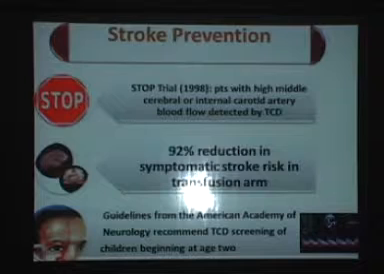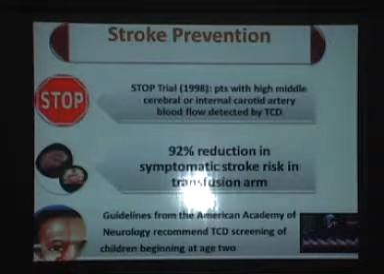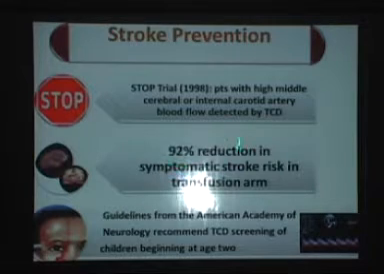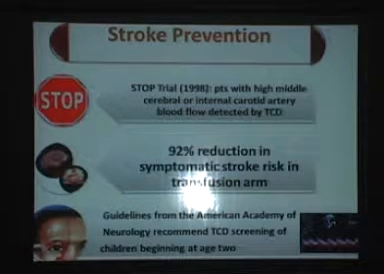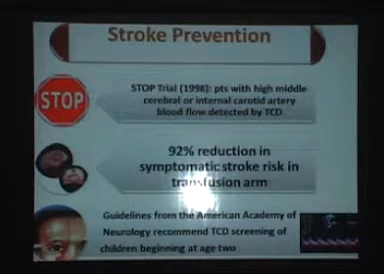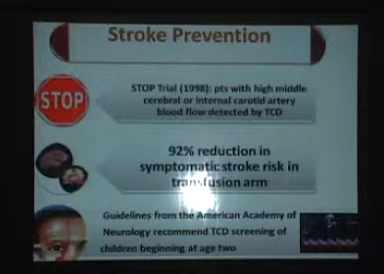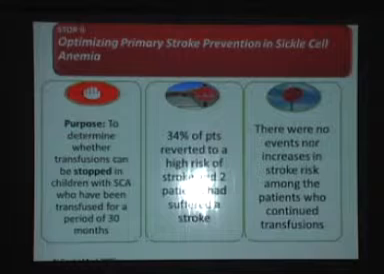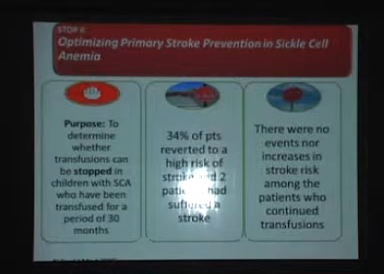And with that realization, that was the basis of the initial STOP trial to see if blood transfusion would prevent stroke. And indeed, there was a 92% reduction in symptomatic stroke risk in the patients that were transfused. So that was the basis for the recommendation that patients with high TCD should start regular transfusion. Well, the aim, of course, is to reduce the concentration of hemoglobin S to 30% or below.